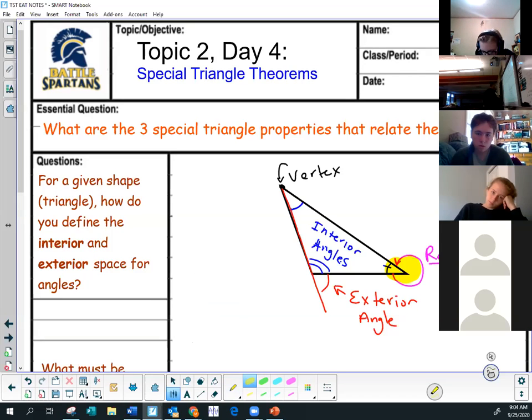They would be supplementary to make 360 degrees. So let's be careful. Supplementary specifically says you add to 180 degrees. And so you couldn't say it's supplementary and it adds to 360. But you are correct about this. These would sum to 360 degrees.